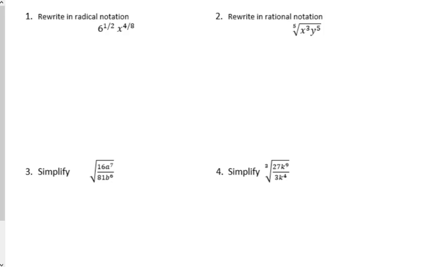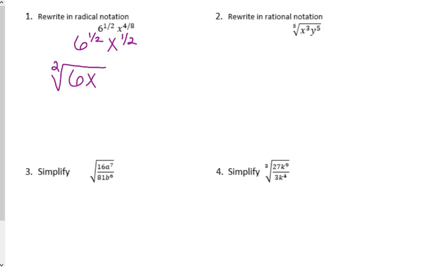So number one says rewrite in radical notation. So we have 6 to the 1/2 power times x to the 4/8 power. Now we can tell that 4/8 is not a fraction in its simplest terms. So if I rewrite this, I'm going to have 6 to the 1/2 times x to the 1/2 because 4 over 8 is 1 over 2. So the way I'm going to rewrite this is the square root of 6x. Because remember, the default index for any radical is 2.